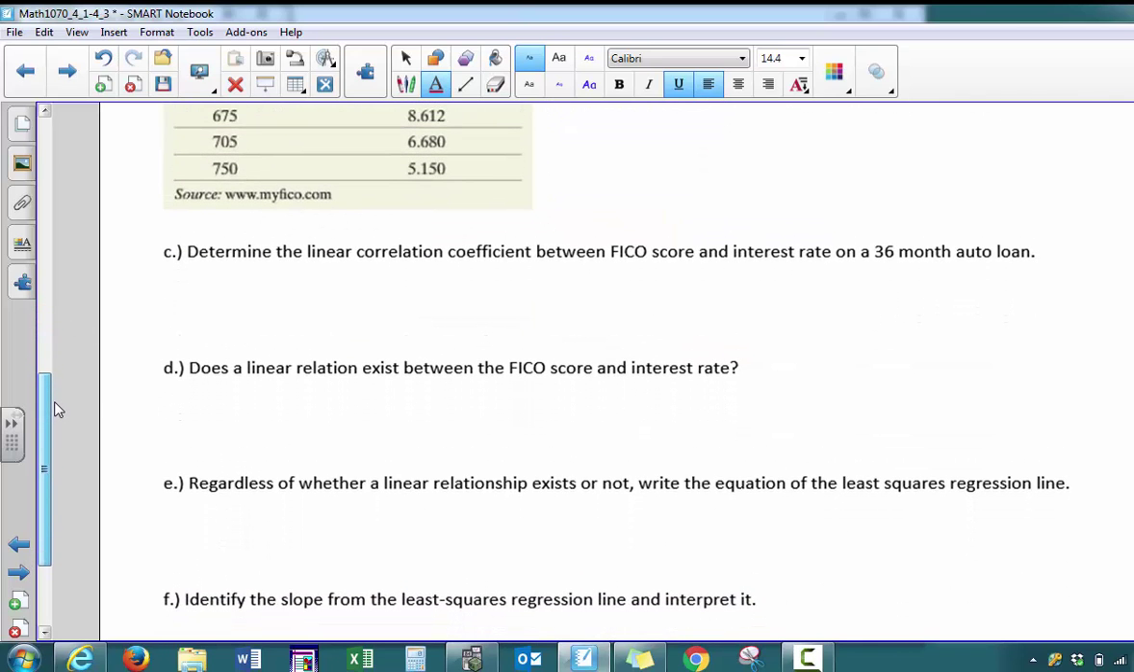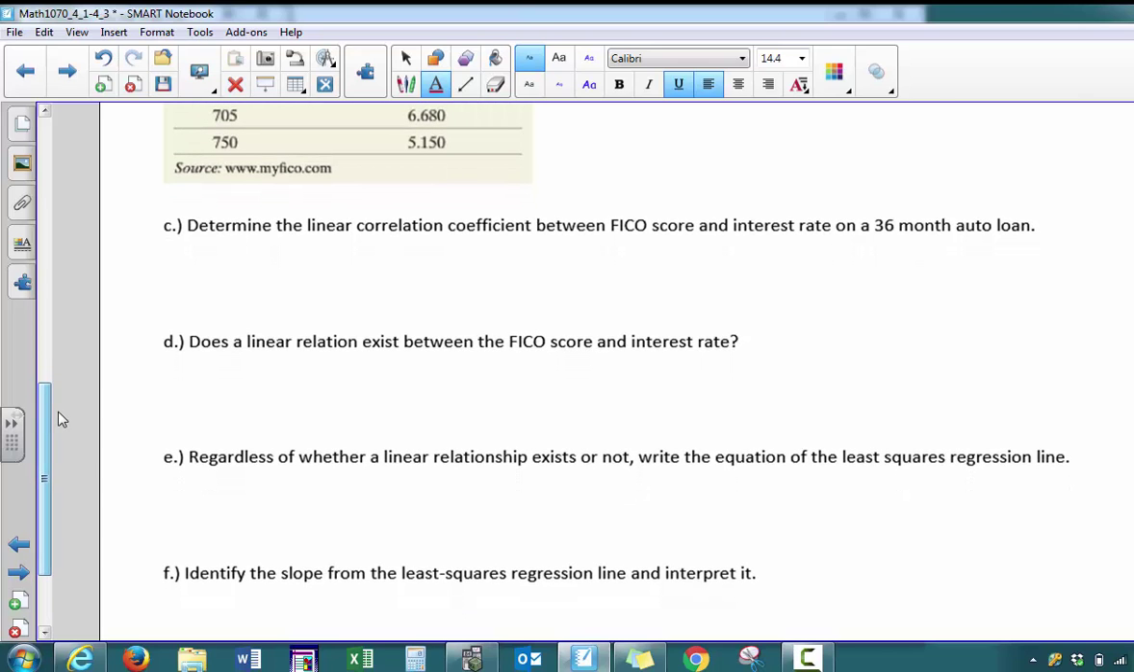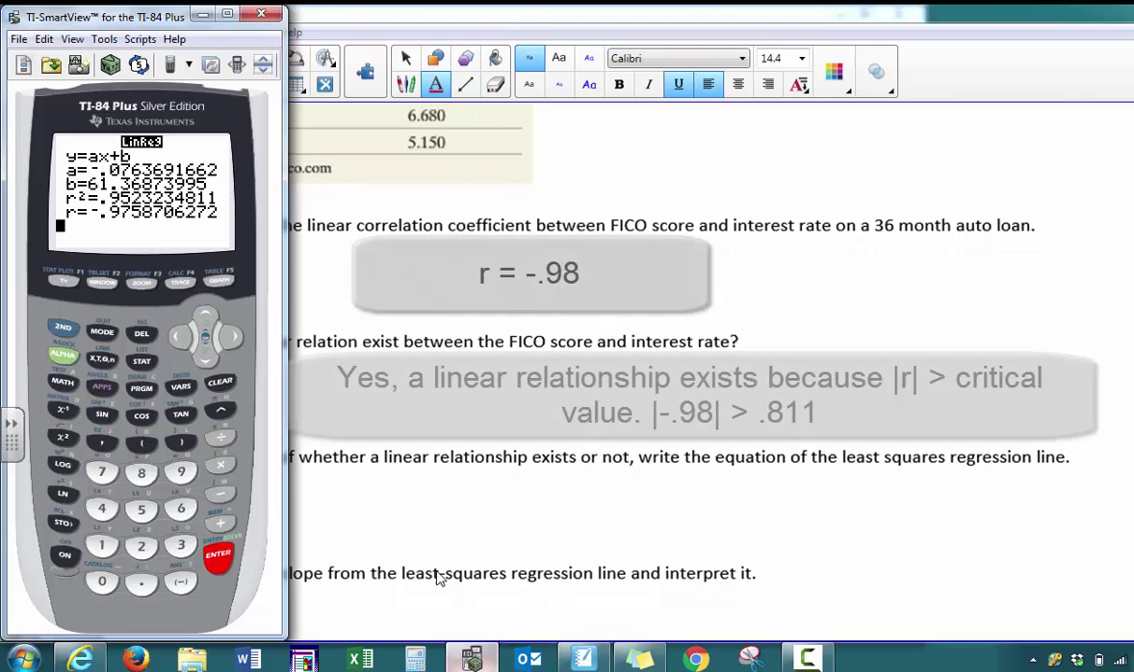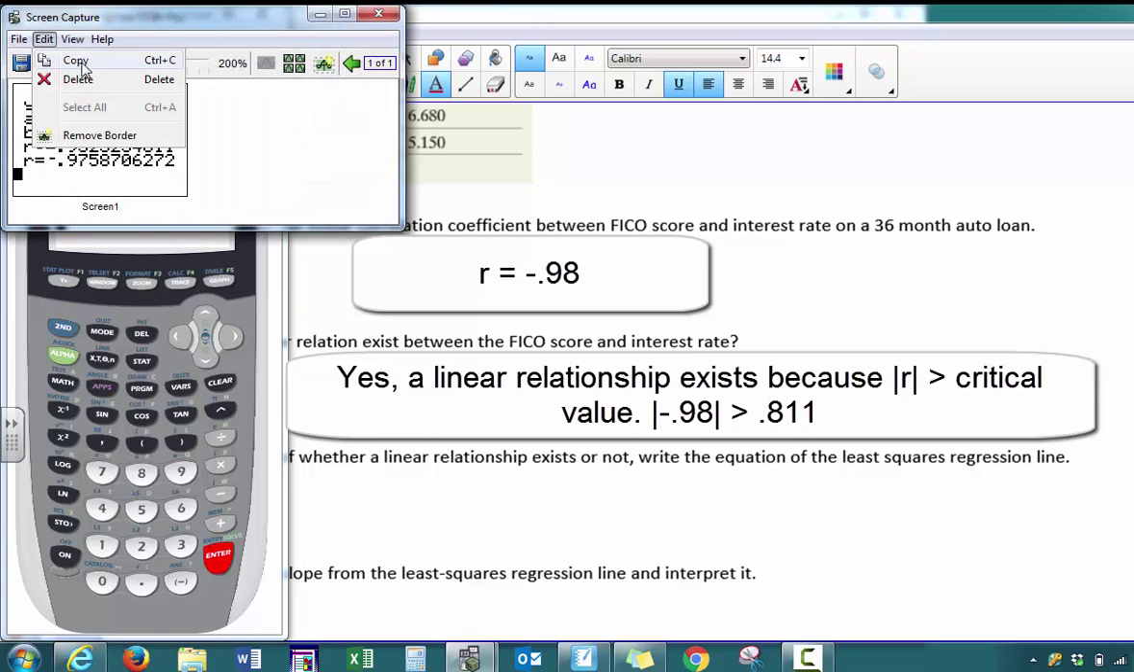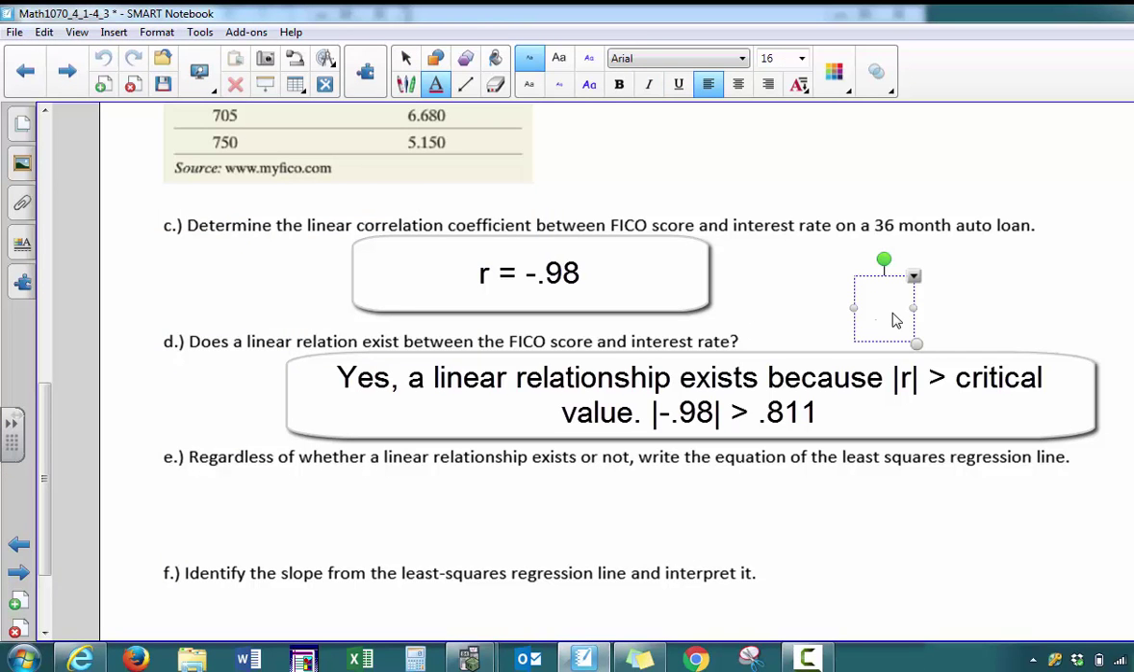Regardless of whether a linear relationship exists or not, write the equation of the least squares regression line. So from our output, we're going to round to 2 decimal places.